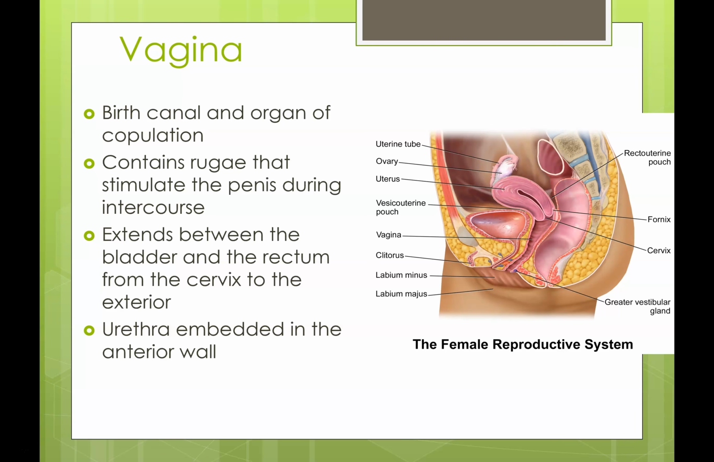Now let's discuss the vagina. This is the birth canal and the organ of copulation. It's going to contain rugae that will help to stimulate the penis during intercourse and will be found between the bladder and the rectum and will extend from the cervix to the exterior environment. The urethra is going to be found more anterior to the vagina and has its own separate opening.